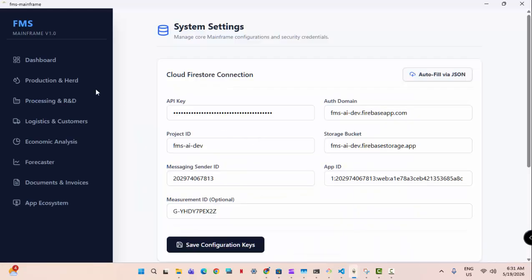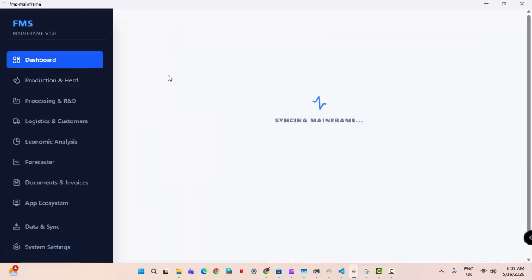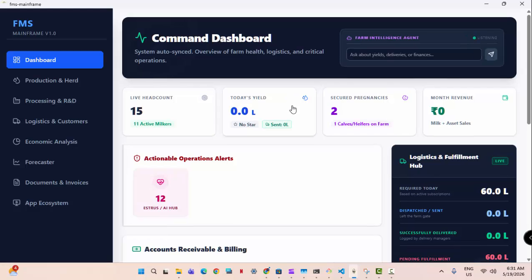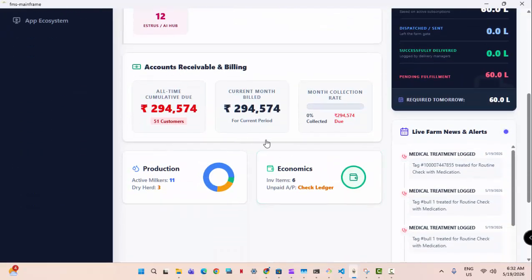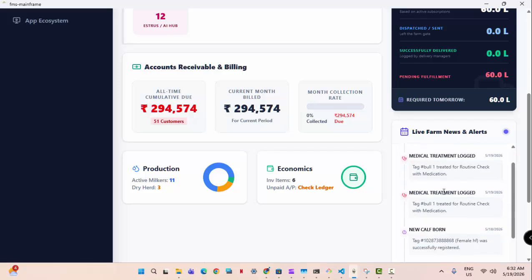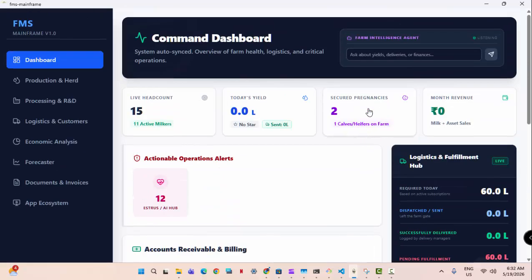The pain, the question why I went through all this, is because dairy farming is a dynamic business and it has a lot of moving parts. Here on the dashboard, we have a real-time tracking matrix that is showing 15 active milkers, our total daily yield matrix, and our overall health of the farm and the revenue and news and alerts from the barn.